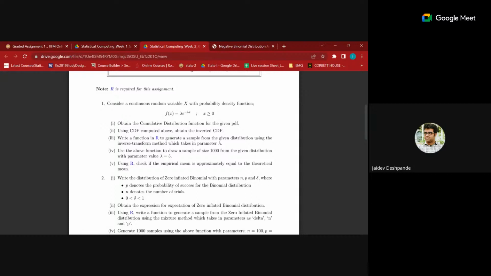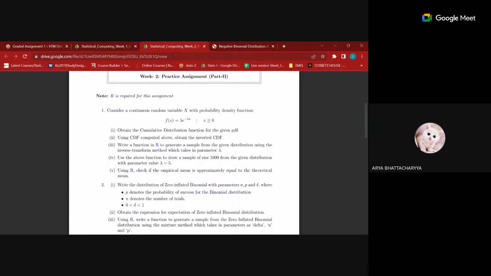So for that, we just add a line like set dot seed some value at the top of the code, right? That is enough, right? Yeah, that is enough. It will work for all the questions. So set seed. Okay, sir.